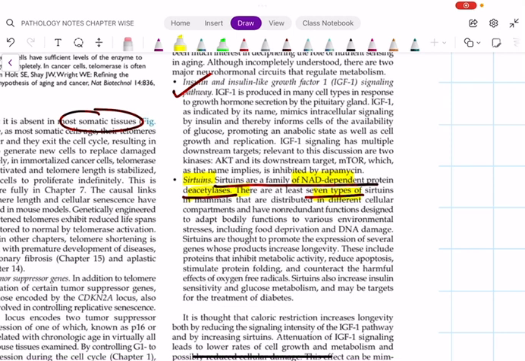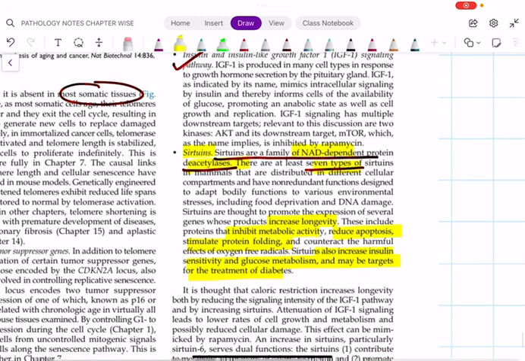And what is their important function? They will increase longevity by inhibiting the metabolic activity. They reduce apoptosis, stimulate protein folding. They increase insulin sensitivity and glucose metabolism. So sirtuins are the current target for treatment of diabetes.